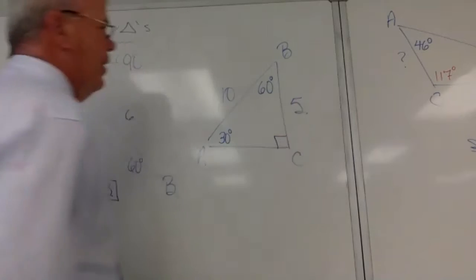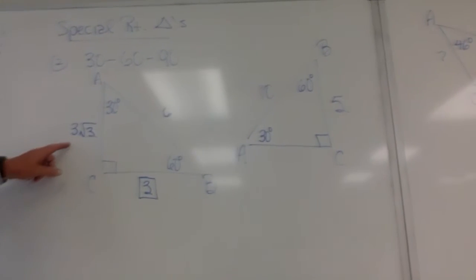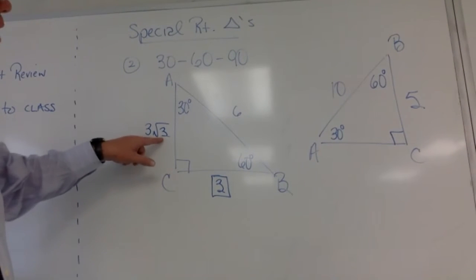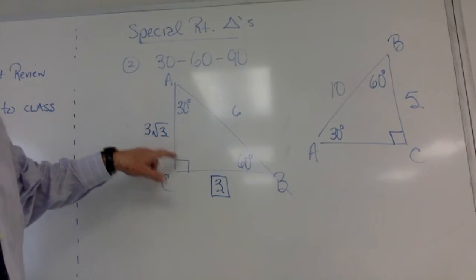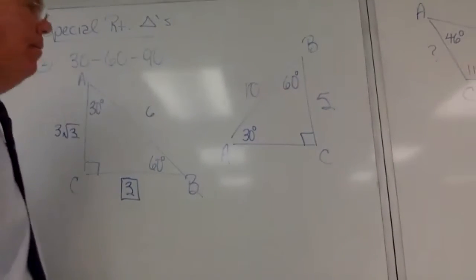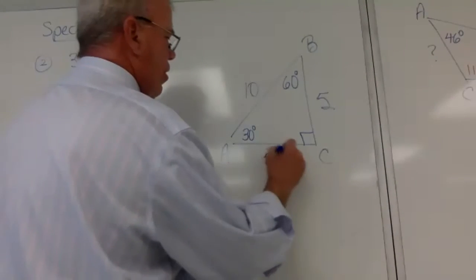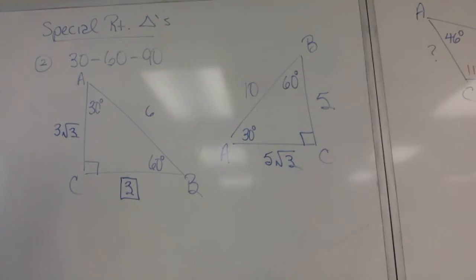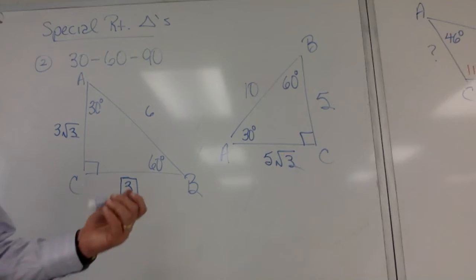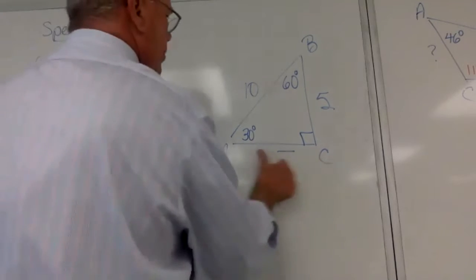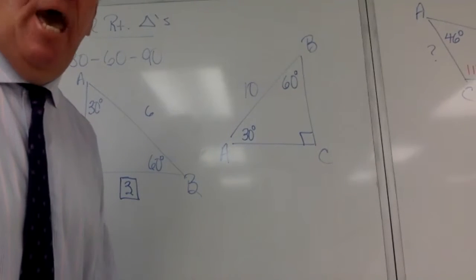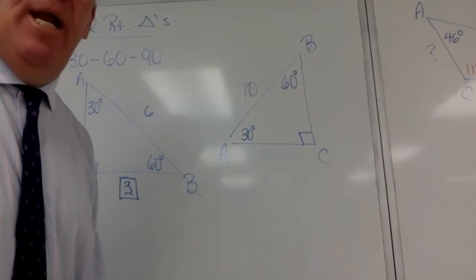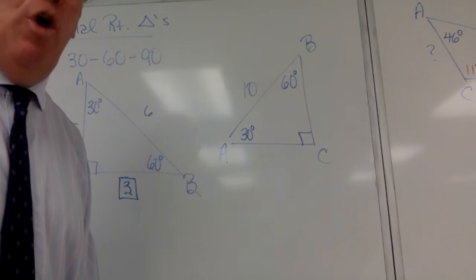What do you know about the longer leg? It's the shortest side times radical 3. Square root of 3. So what is it going to be? 5 radical 3. There you go. Now, what does that help you do? That saves you a lot of time and a lot of work. Because if I didn't know those rules, I'd be using trig ratios. Now, guess what you'd still get? You'd still get the right answer. It would just take you a lot longer to do it.